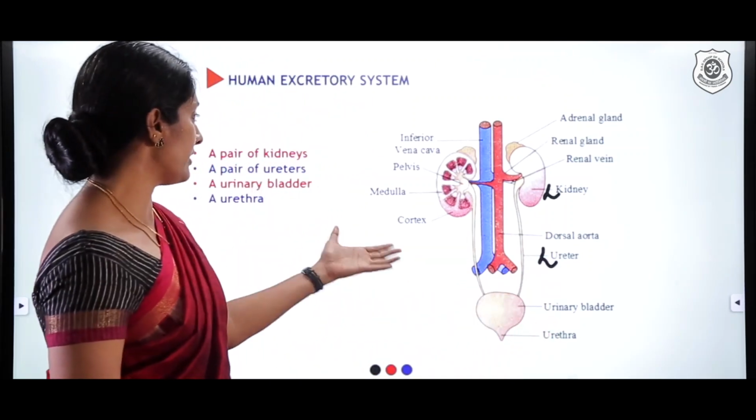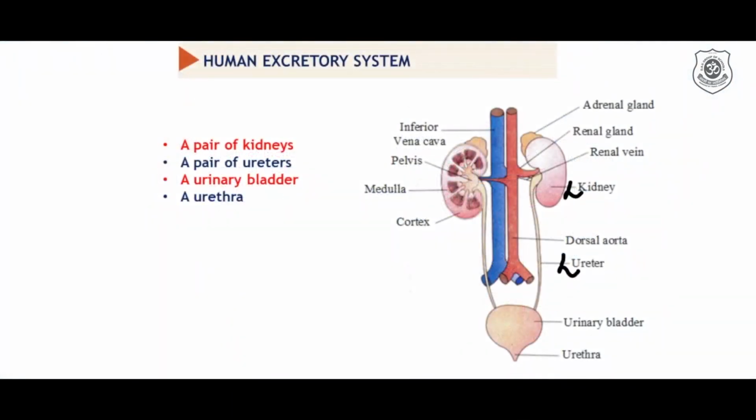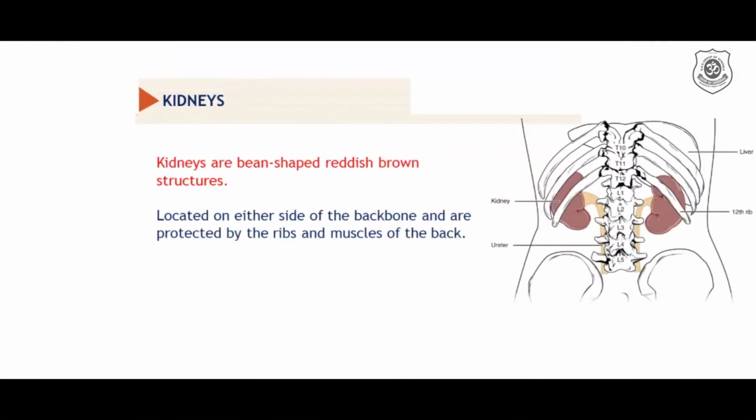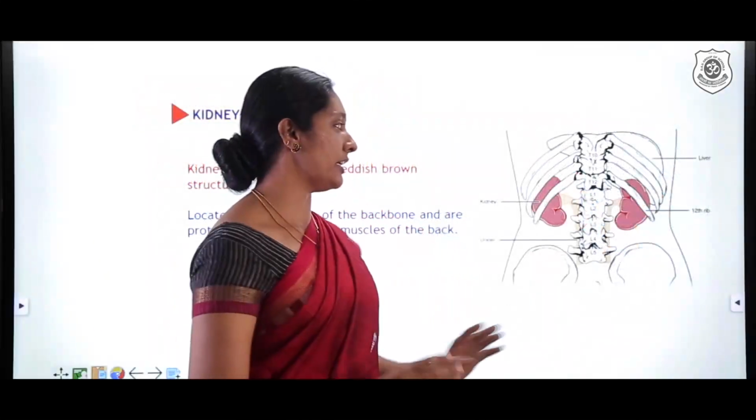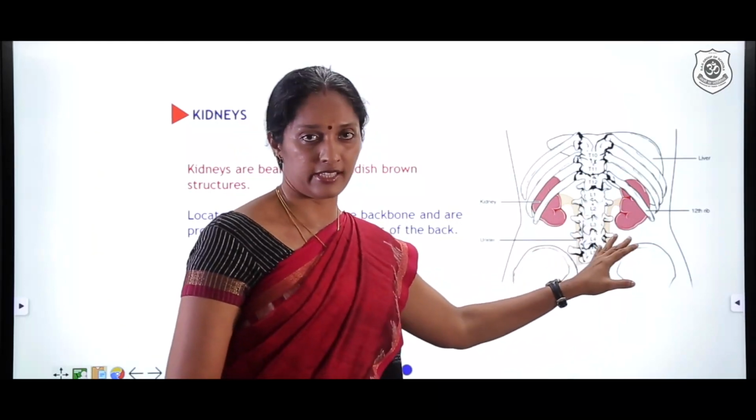Okay, so these are the structures present: a pair of kidneys, a pair of ureters, a urinary bladder and a urethra. Now let us start with the kidney. Kidney as the excretory organ. Kidneys are, you can see, a bean-shaped structure, reddish brown in color.